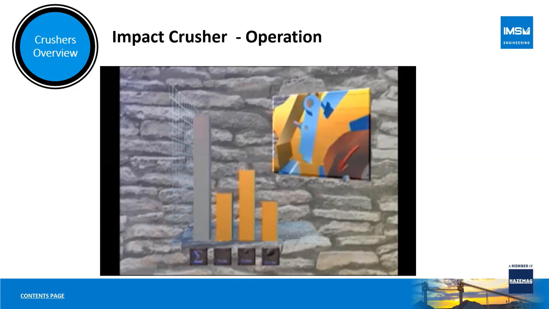Another setting that has a big impact on the product size distribution is the rotor tip speed. At higher tip speed, a higher percentage of fines is produced, and as one slows down the rotor, this has the opposite effect of producing a coarser product.